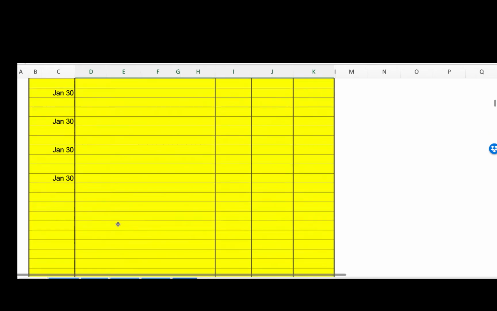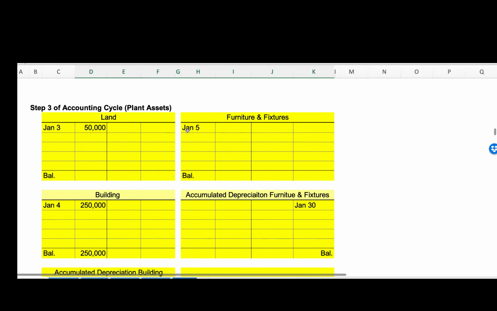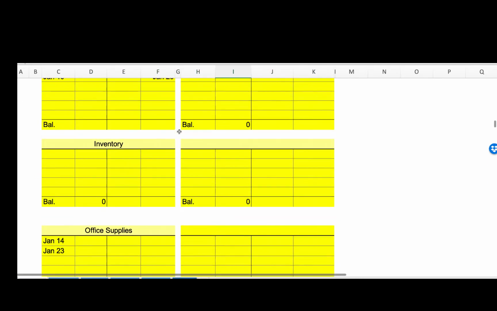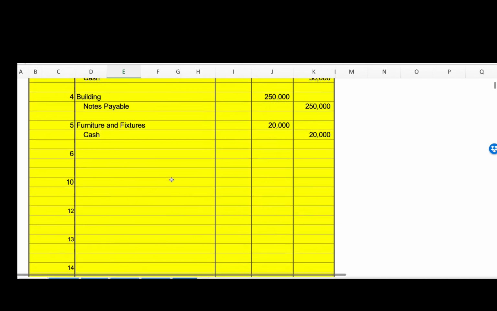So I go down to furniture and fixtures. Here, you see on the debit side, I put the $20,000. I go up to cash on the debit side, and I put the $20,000. Okay, very, very simple. All right, let's look at the next one.